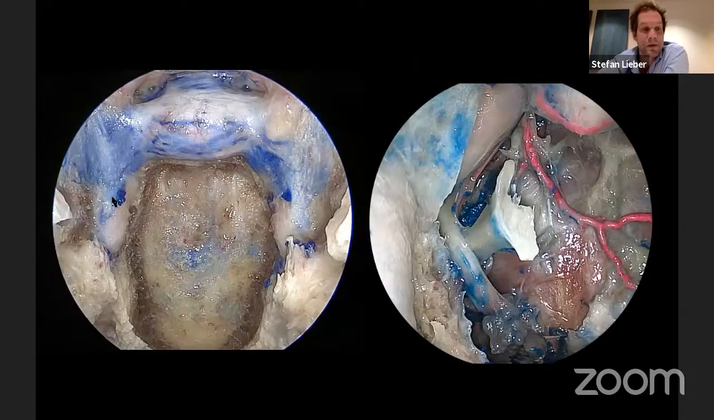As I said, this is the ascending limb of the cavernous ICA. This is the pituitary, the genu here, and the other one here. This is the floor of the sella. This is the drilled clival recess, and we've already exposed the dura overlying the basilar plexus.